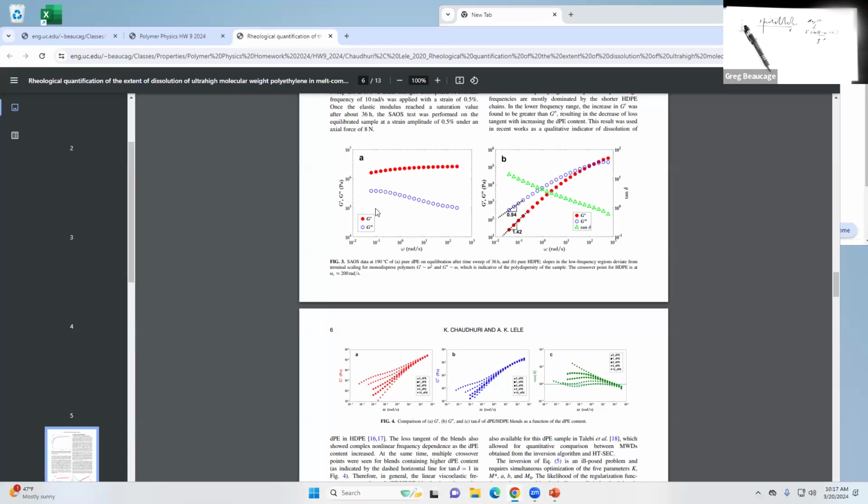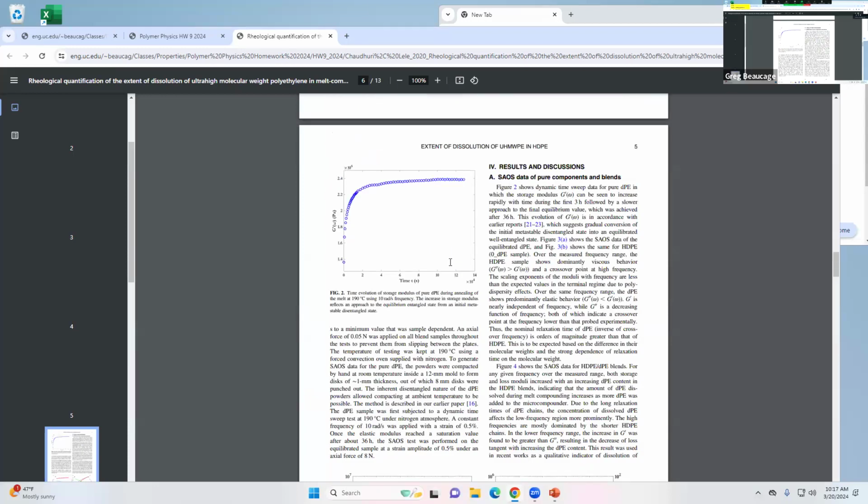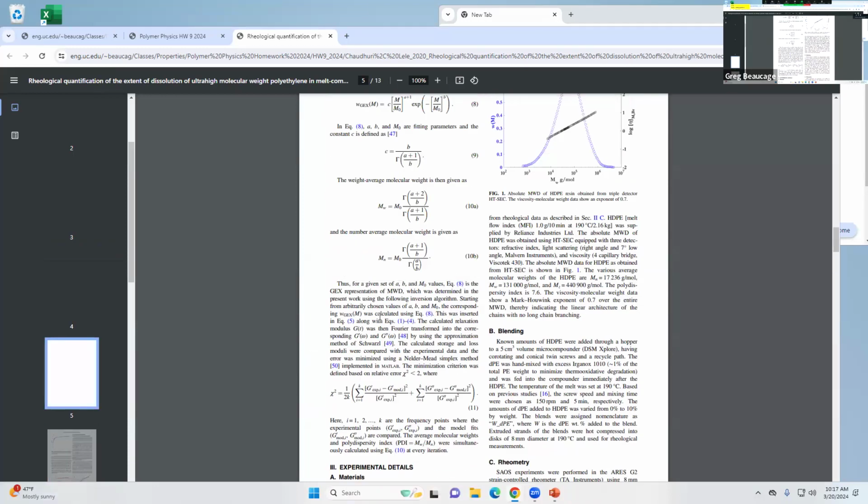Anyway, so that's what's going on here. So he's taking this time dependent function to get the frequency dependent one.